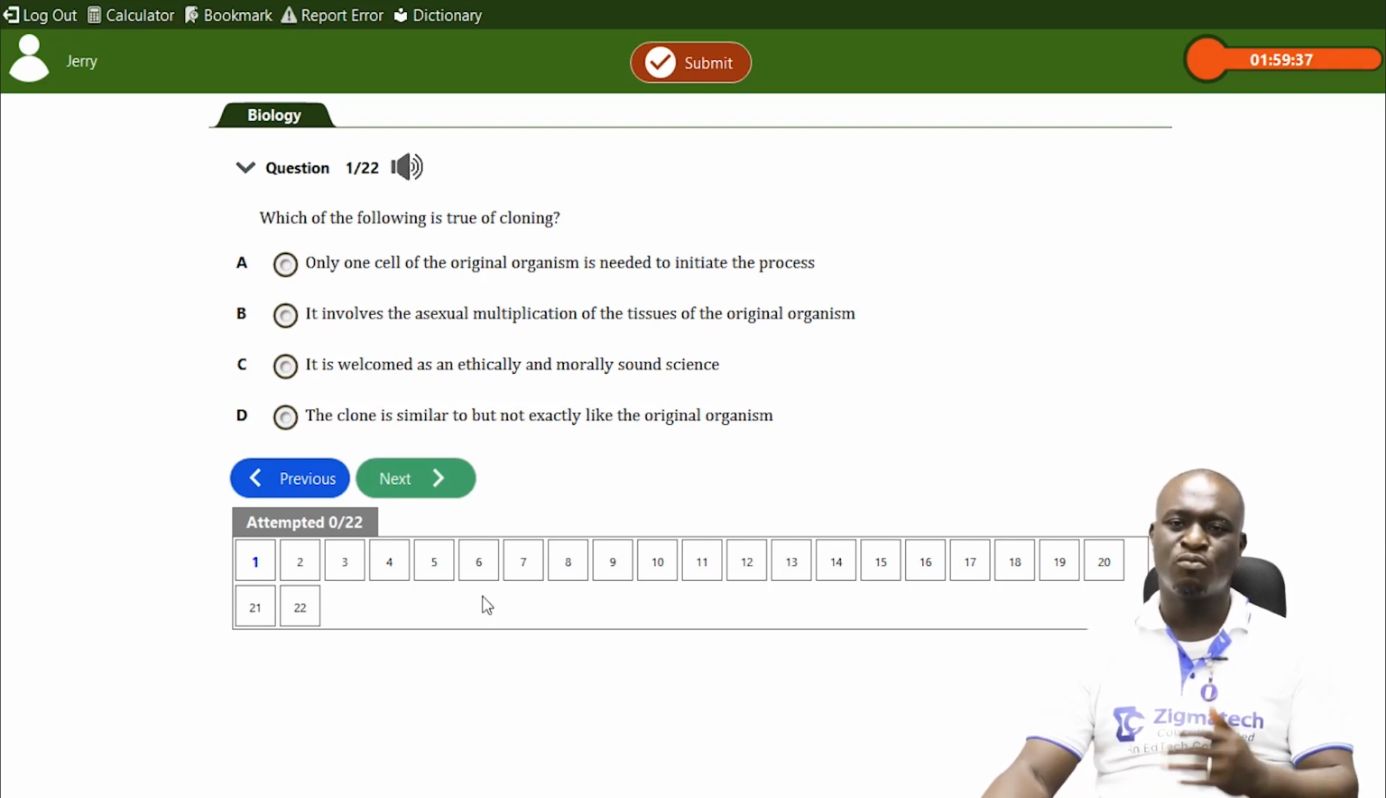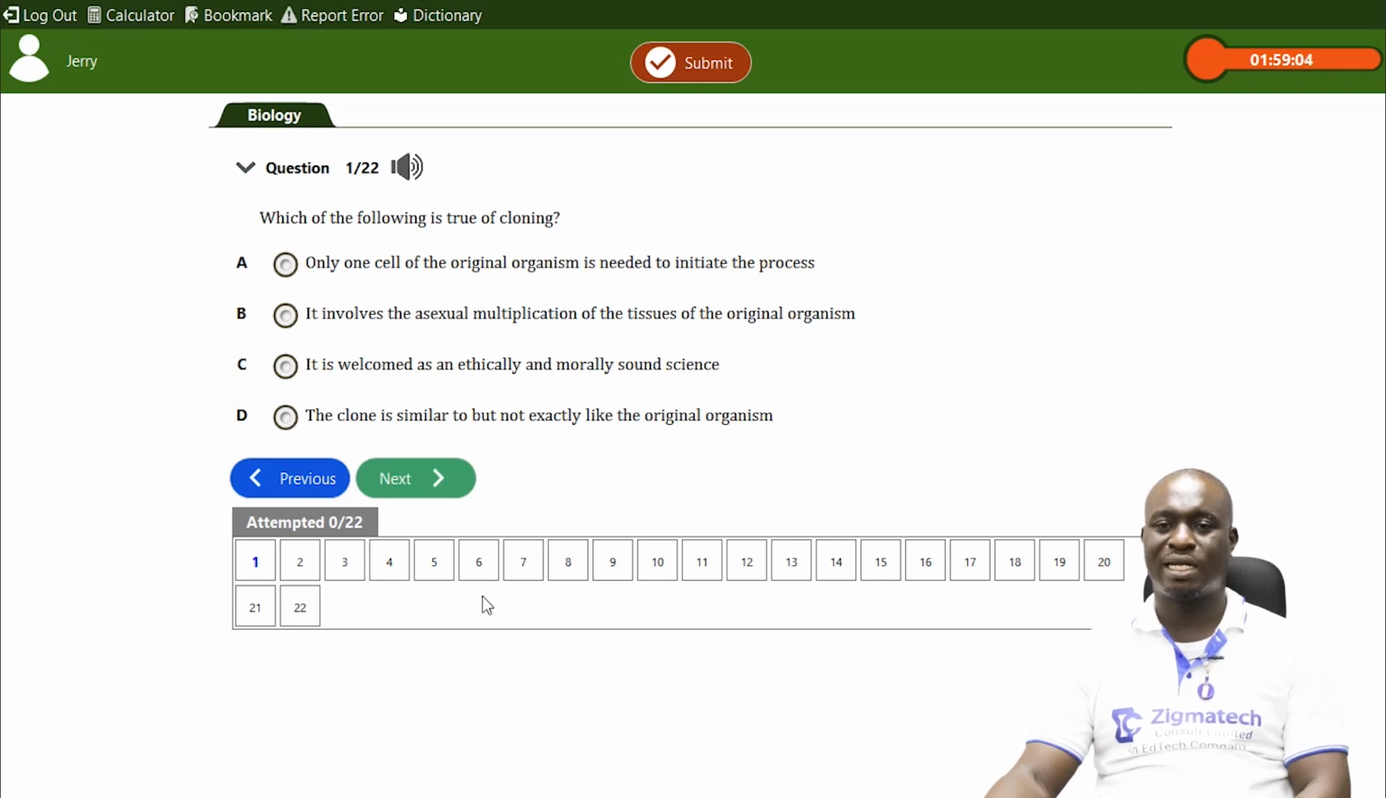Now let's look at this first one. Which of the following is true of cloning? Option A says only one cell of the original organism is needed to initiate the process. Option B says it involves the asexual multiplication of tissues of organisms. Option C says it is welcomed as an ethical and morally sound science. And option D says the clone is similar to but not exactly like the original organism.